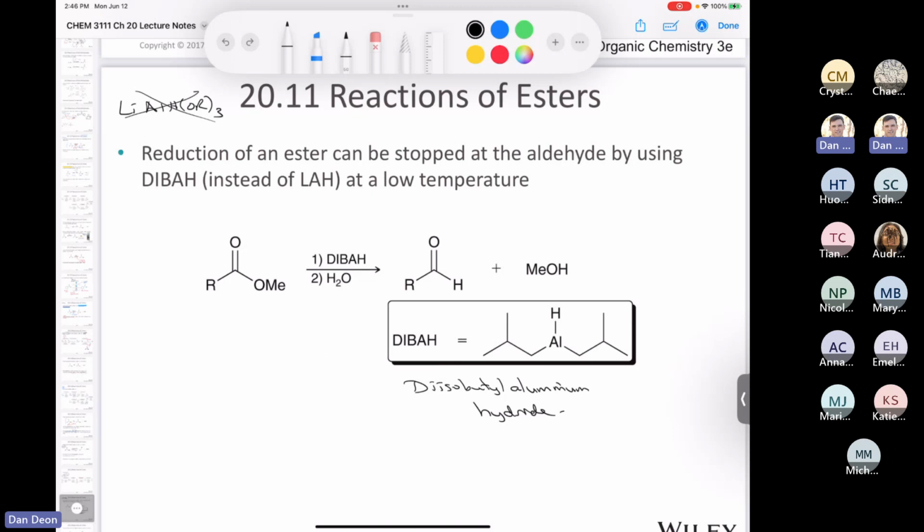So again, the second step, I'm going to erase the aqueous or water, and I'm going to put aqueous acid here. So diisobutyl aluminum hydride, you can imagine that it's just a less reactive form of some kind of aluminum hydride. And so it stops at the aldehyde and it reacts no further.